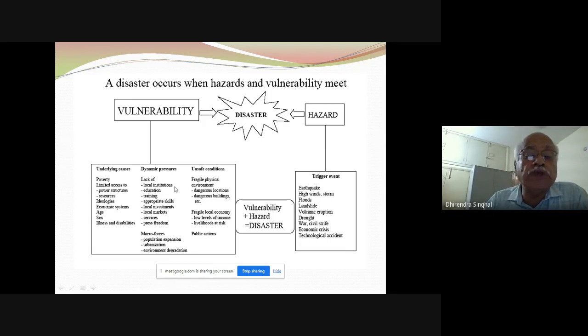Lack of local institutions, for example, aapka NDRF hai, National Institute of Disaster Management hai, jahan pe proper training hoti hai, awareness programs chalte hain. Agar ye sab hai, to vulnerability kam hogi. And I said, ki agar humare yahan koi earthquake aata hai, koi bhi losses nahi hai, then that is we are going to call hazard. Agar losses hai, then we are going to call disaster.